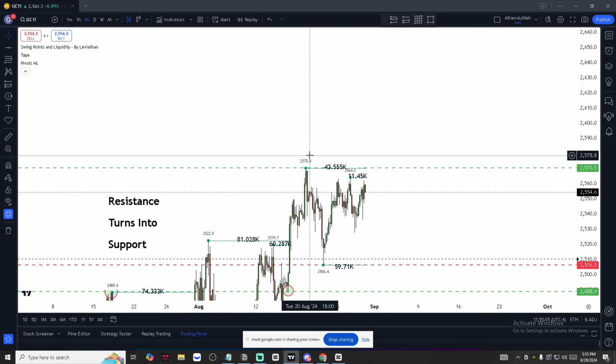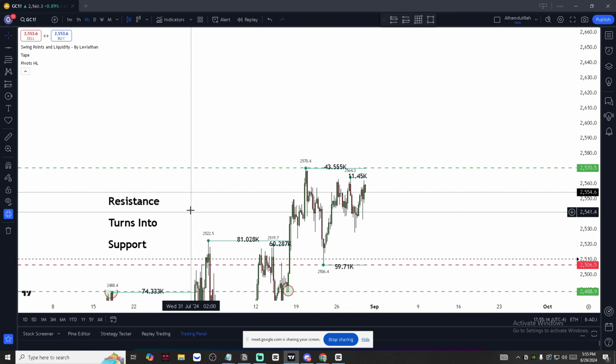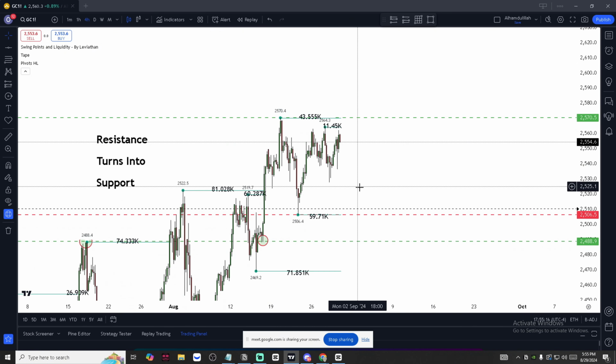Right. And just keep doing that over and over and over again. That's all trading is: resistance turns into support. And that's 100% it. So you just continue to keep playing with the flow.